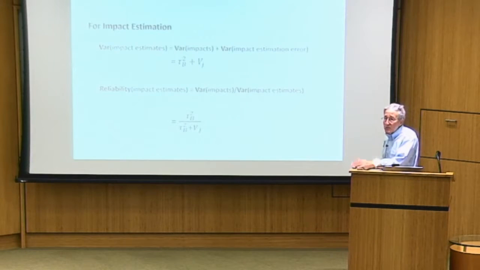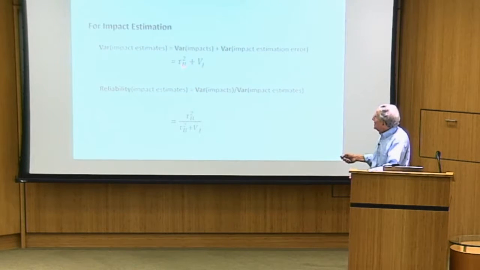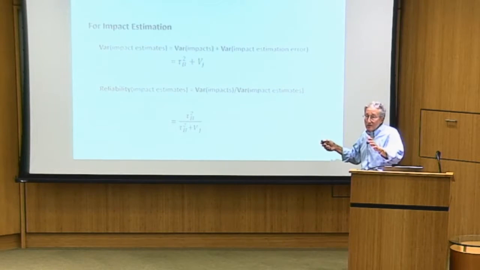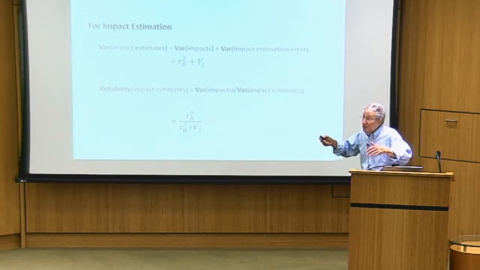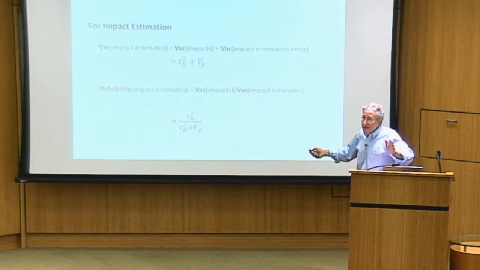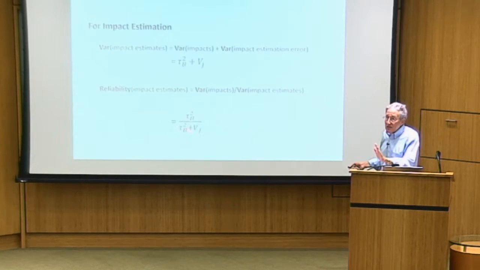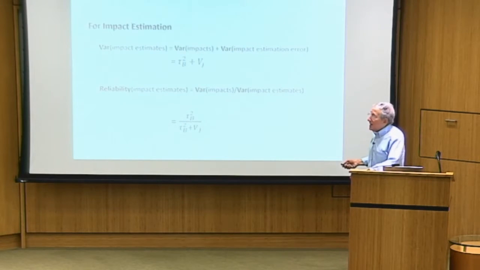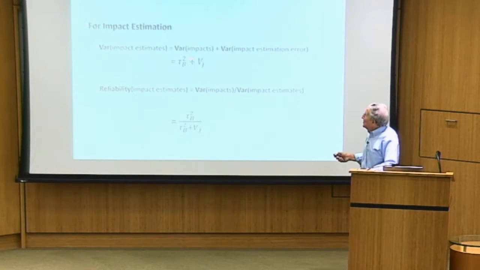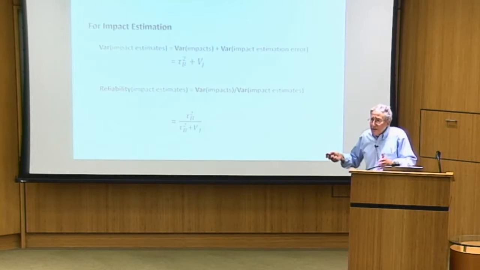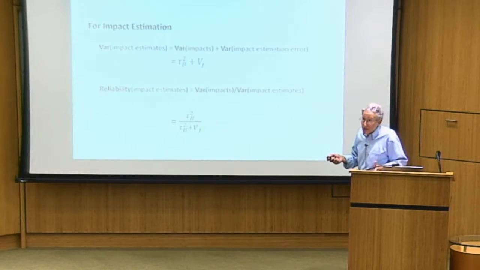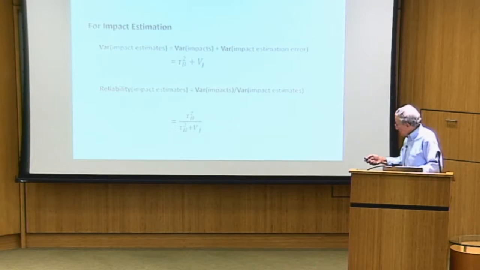So if your reliability is 0.5, that means that this is about the same size as that, and so half of the variation you're seeing in the histogram of your impact estimates is just noise. It's not real. It's an illusion. If your reliability is 0.9, and you should live so long as to have that happen, then the variation in your impact estimates looks pretty much like the variation in your impacts, and you're in the right place. Okay, so that's an important thing to keep in mind as we go forward.